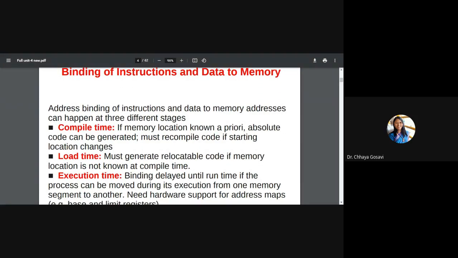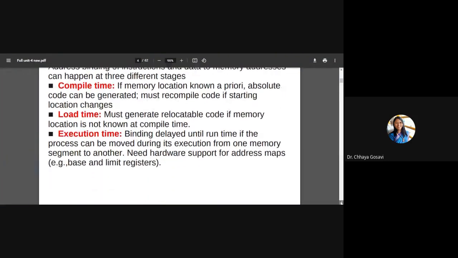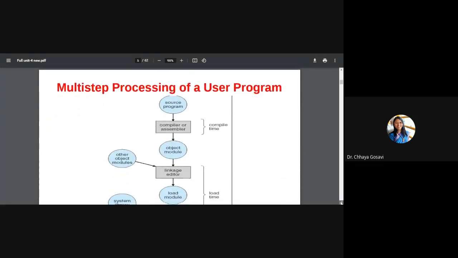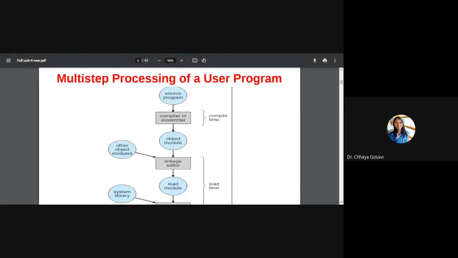For binding data and instructions to main memory, we have different timings: compile time, load time, and run time or execution time. These are the steps a user program goes through. The source program can be, for example, a .java, C or CPP file. It can be any program, not necessarily programming language code. It can be a Word document, a paint file, a video file, an audio file, any user source program. Now we'll take the example of programming language code, say a .java file.